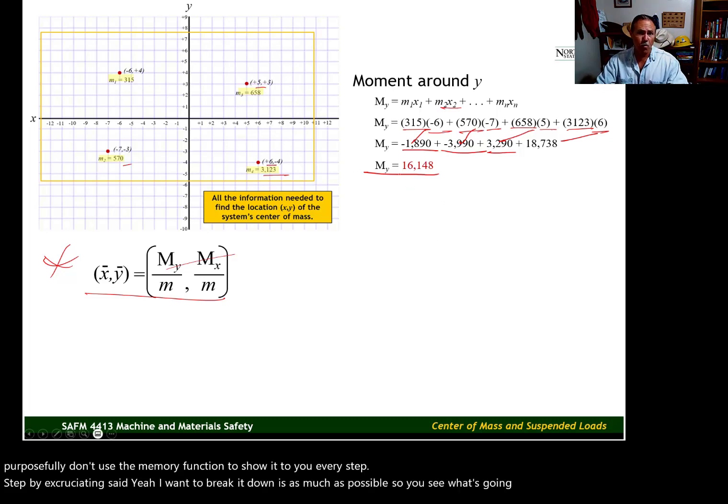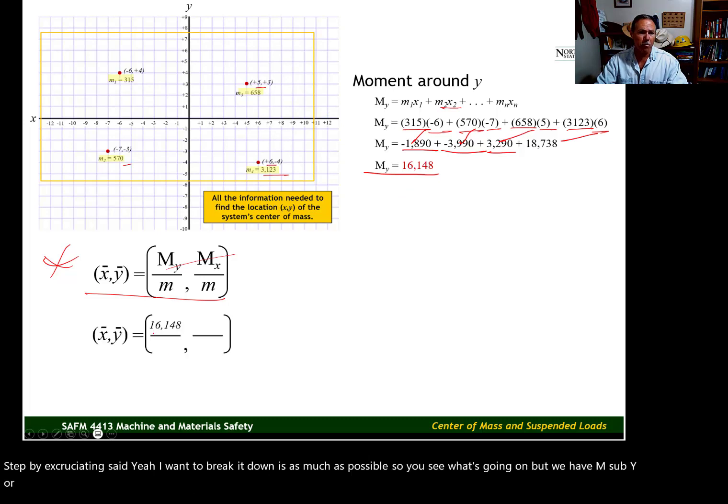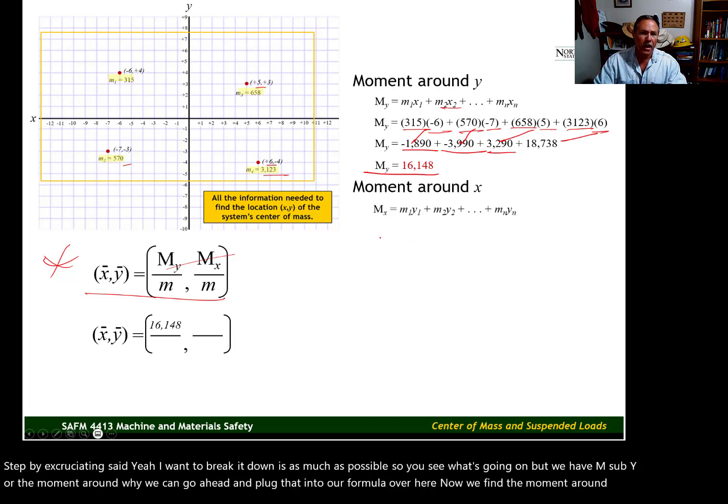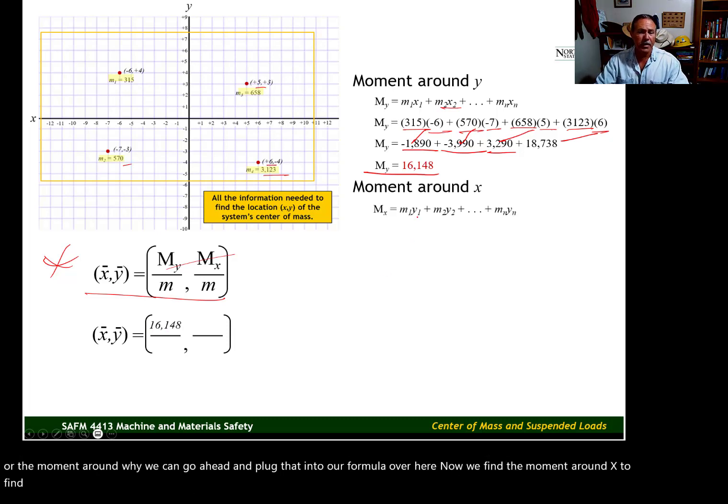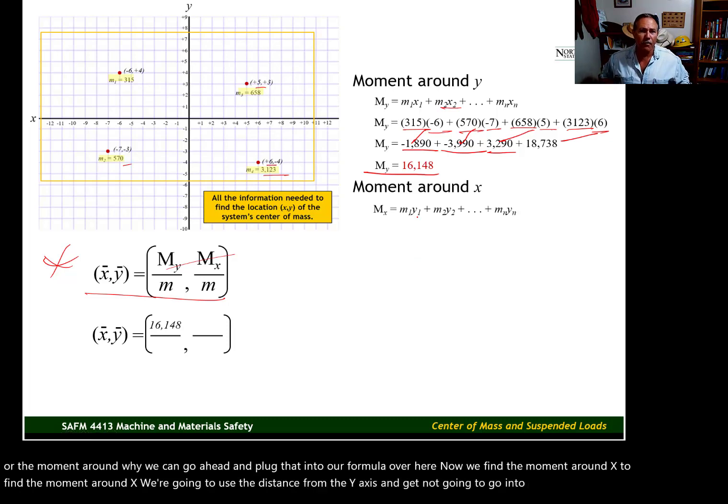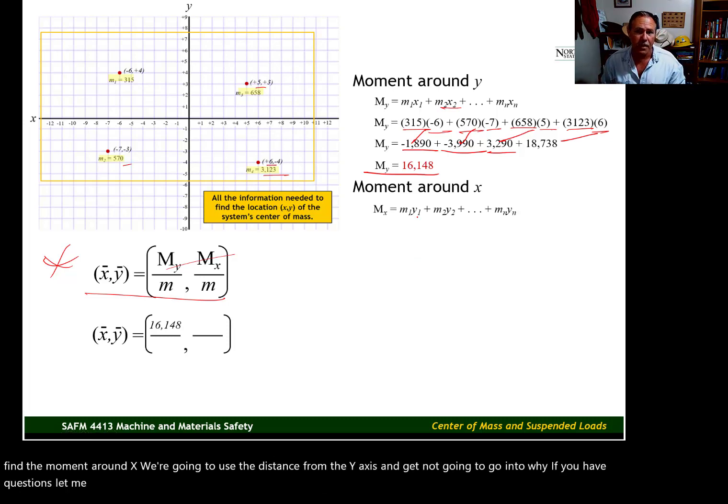But we have m sub y, or the moment around y. We can go ahead and plug that into our formula over here. Now we find the moment around x. To find the moment around x, we're going to use the distance from the y-axis. If you have questions, let me know.